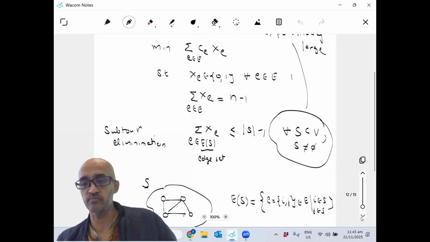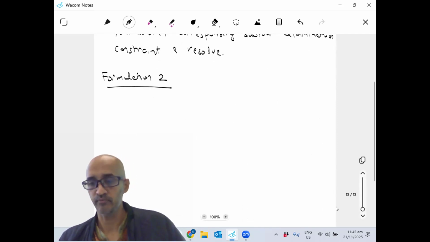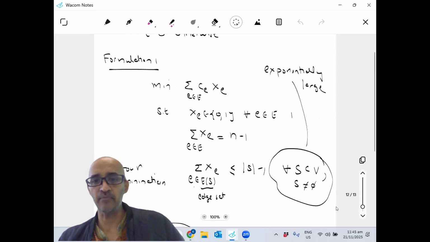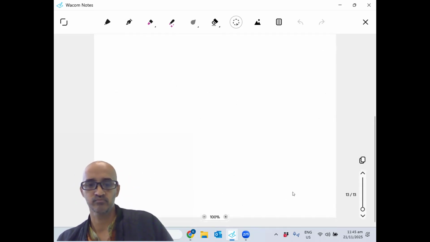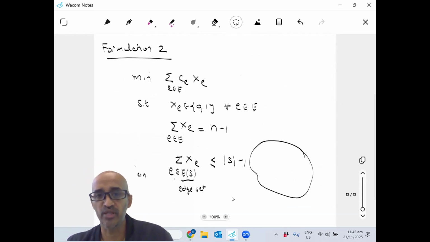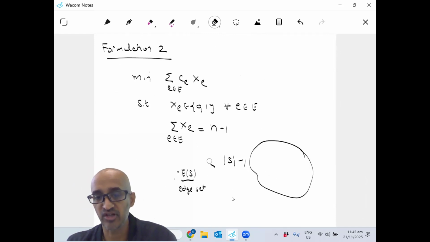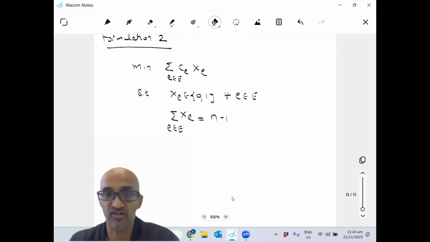Okay, I want to show you a second formulation. This formulation is what is called the cut set formulation, formulation 2. Everything is the same, except we are going to force these constraints in a slightly different way. So everything is going to be the same, but for this last constraint. How are we going to do it for the cut set formulation? So this is called the cut set formulation for MST.